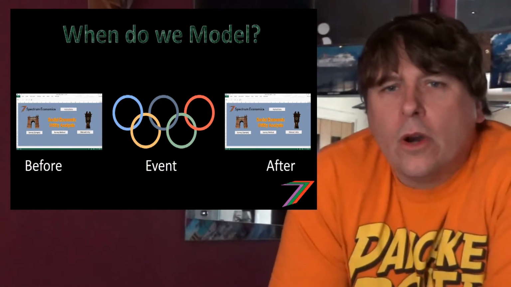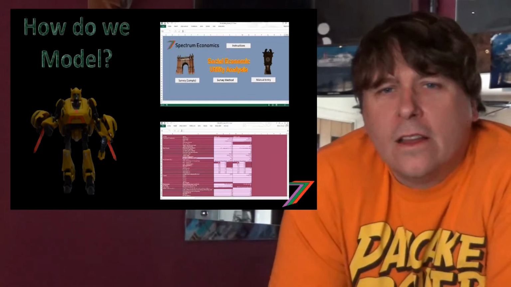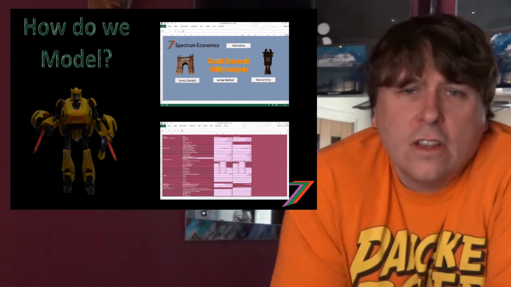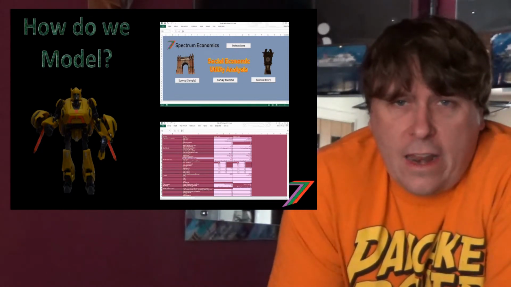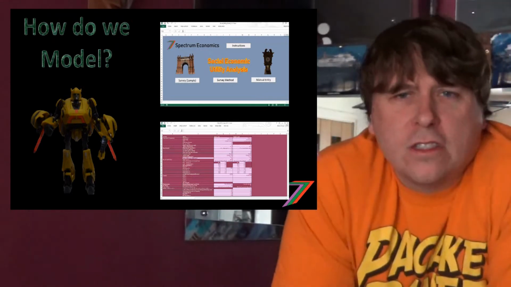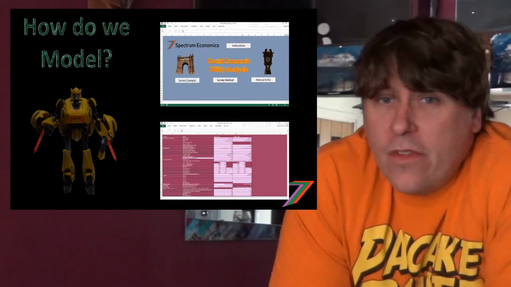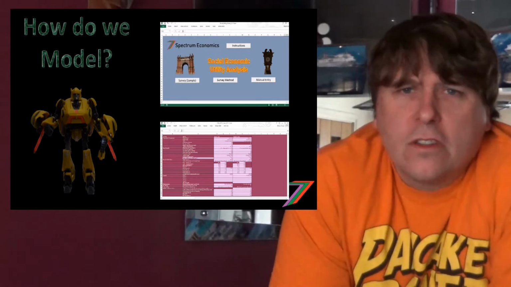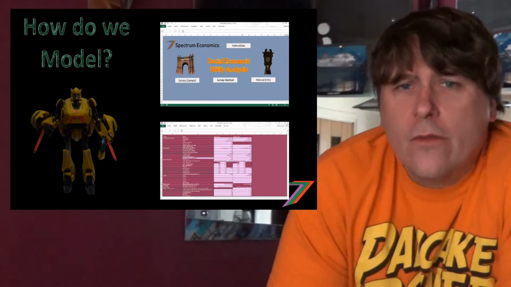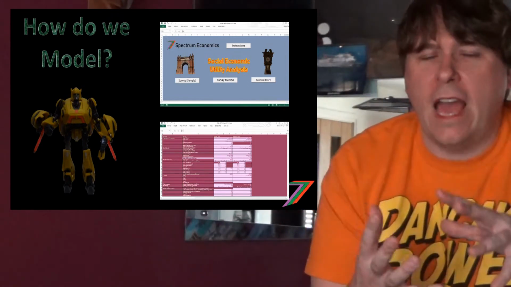So how do we model? You can have some very, very sophisticated models. General equilibrium models tend to be very, very sophisticated. Very huge, massive computers that require thousands and thousands of inputs, and can be very, very complicated. You can also have some models that are fairly simple. Like some of the cost-benefit analysis models that I've worked on have not been overly complicated.